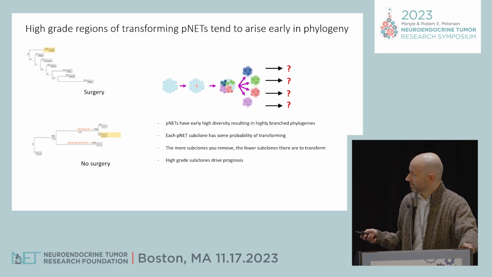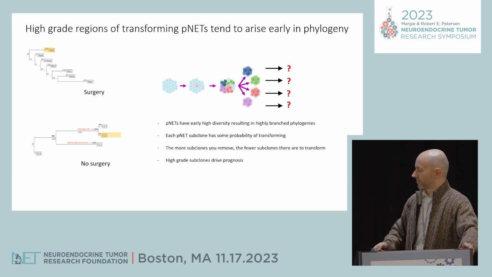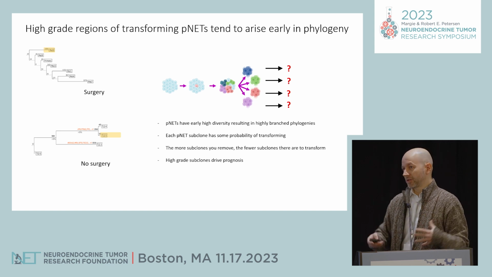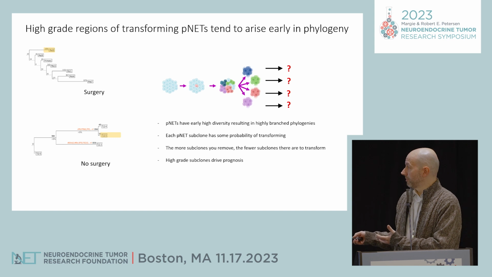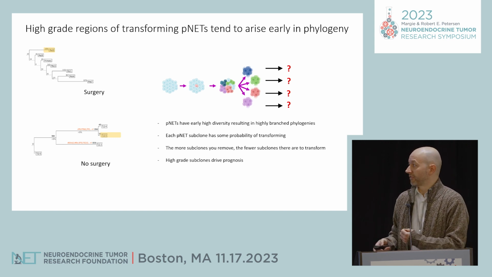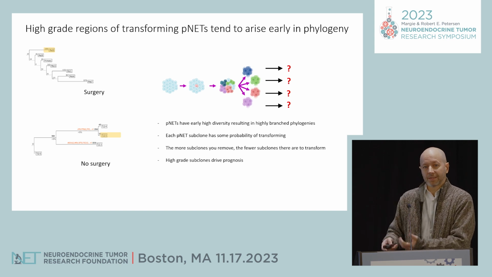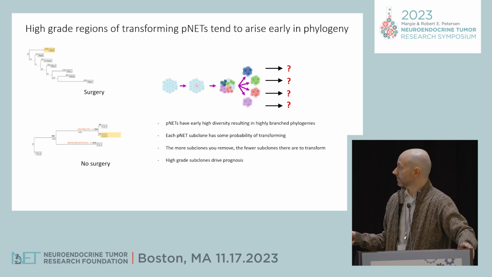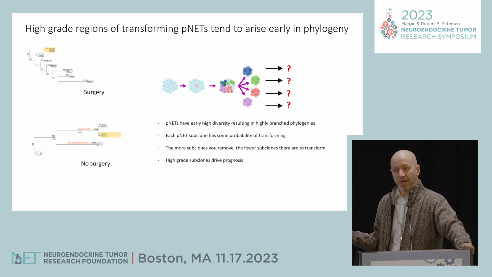And so this is one explanation of that, right? If you have this early high diversity, this very branched phylogeny, and each of these subclones has some probability of transforming over time, the more subclones you remove, the fewer subclones there are to transform. And since high grade really drives the prognosis, if you can remove all those subclones, you're just turning back the clock and things are less likely to transform. And so that's maybe an explanation for why this surgical debulking works.